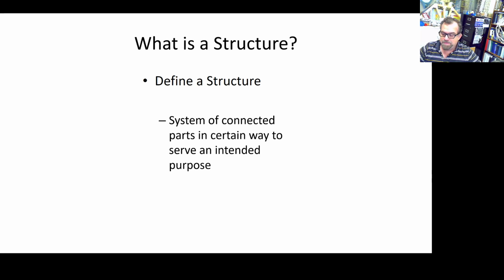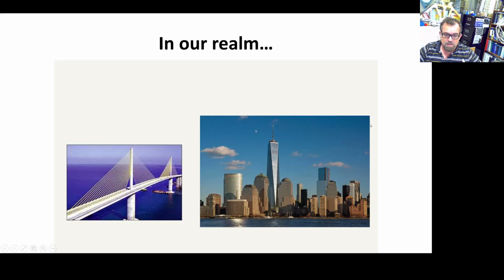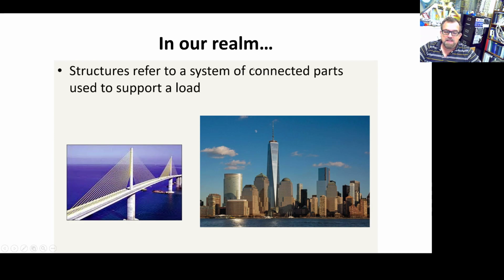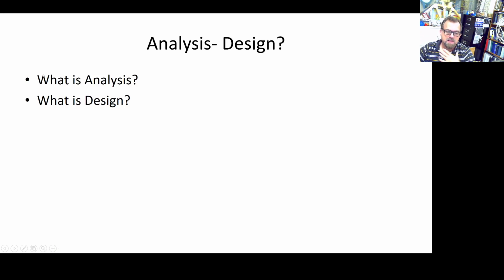But in our realm, where we're dealing with buildings, bridges, etc., structures are a system of connected parts used to support a load, and I will add within certain parameters, because that's the other part, to comply with certain requirements, not only to support the load. That's basically what we are using as a structure.